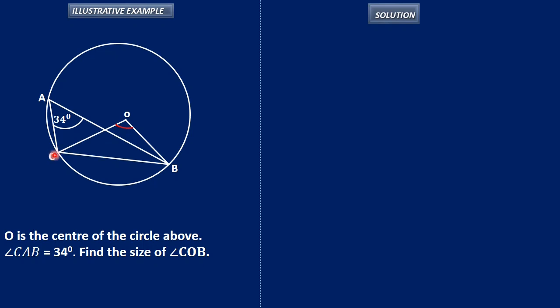And the chord CB subtends an angle of 34 degrees at the circumference of a circle. And the same chord subtends an angle COB at the center. So 2 times the angle on the circumference should give us the angle at the center. So angle COB will be 2 times 34 degrees. So angle COB is 68 degrees.